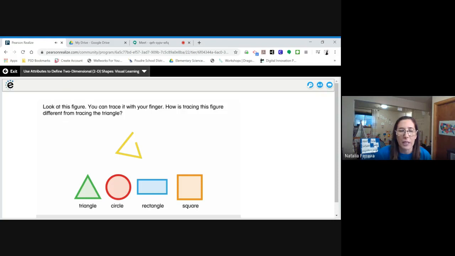How is it different? It looks similar to a triangle, right? There's 1, 2, 3 sides. And the triangle has 3 sides. But how many vertices does a triangle need? 1, 2, 3. How many vertices does this shape have? 1, 2.